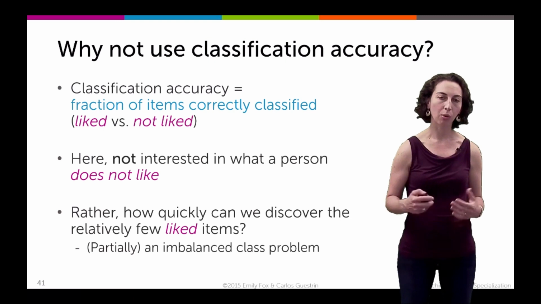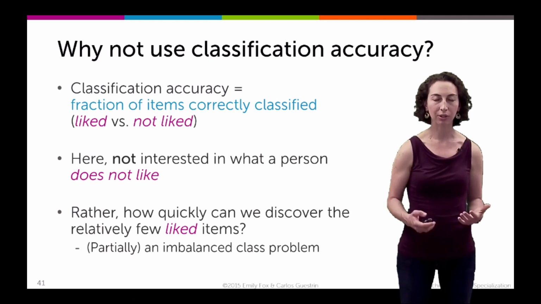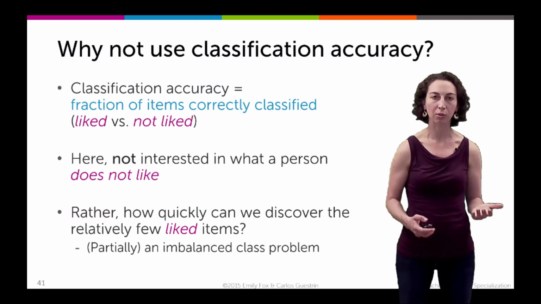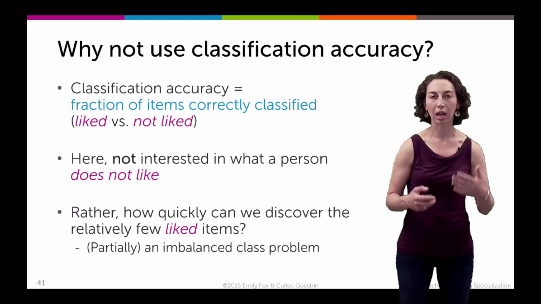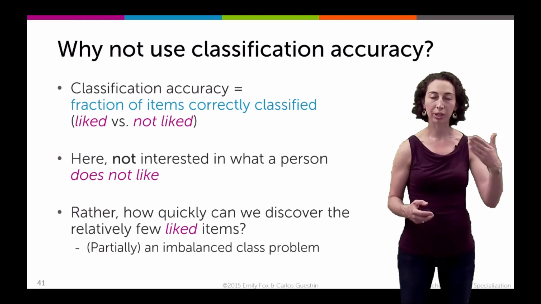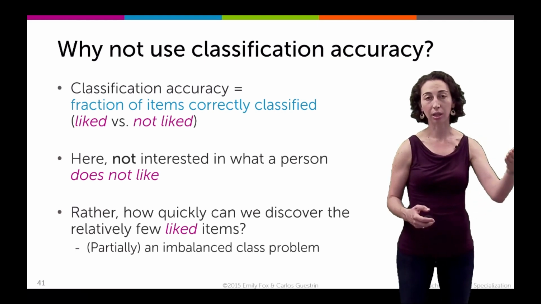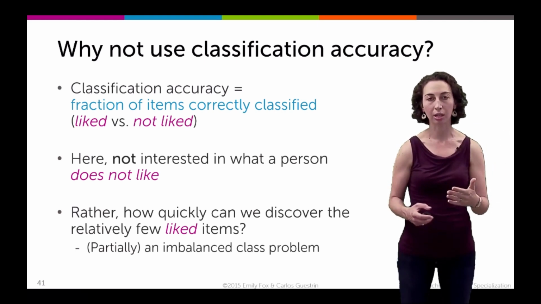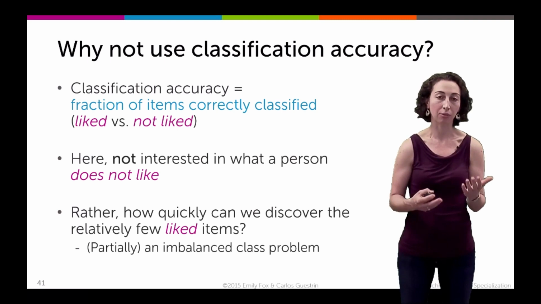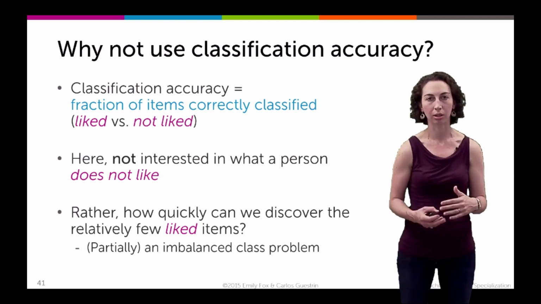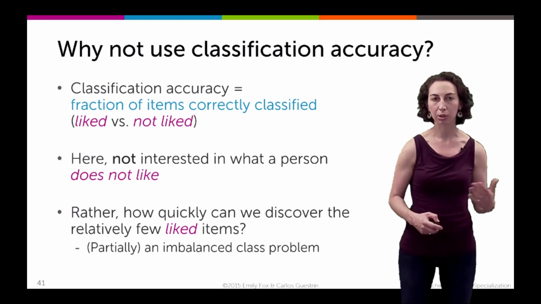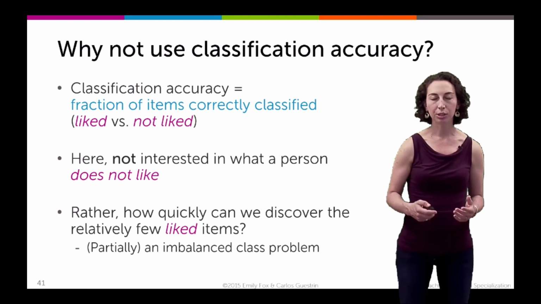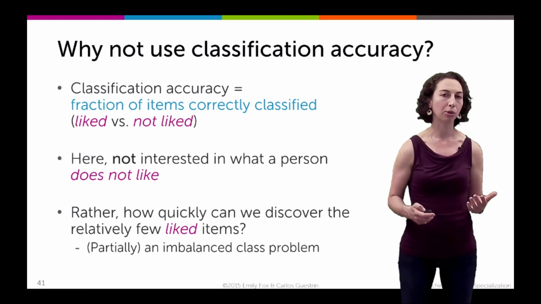So a question is, why don't we just use something like classification accuracy to measure the performance of a recommender system? In this case, we could think about just counting how many items we guessed that they liked versus they did not like, and compare that to how many of those items they actually liked versus did not like. So Carlos talked about using that type of metric when he was talking about the sentiment analysis case study. But the issue here is actually multifold.